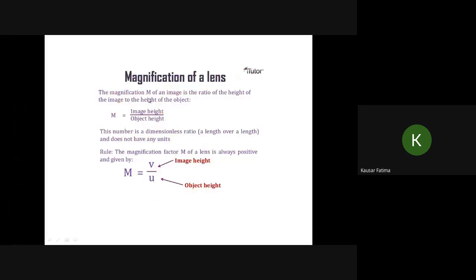And this is the formula. How much magnified? We have a formula: image height over object height. We measure the height in centimeters, and we can measure the magnification. It's a ratio of the height of the image and the object. It can also be obtained from the other formula, image distance divided by object distance. Magnification also depends upon image distance over object distance. V is image distance, U is object distance, h is height. So you can say image height over object height is equal to image distance over object distance.